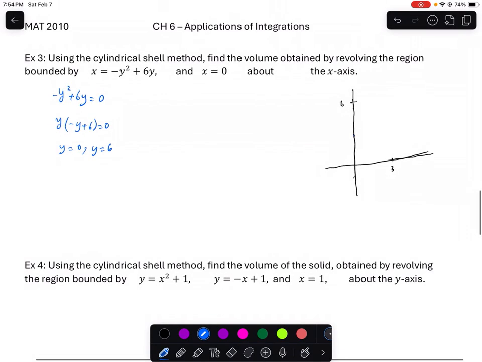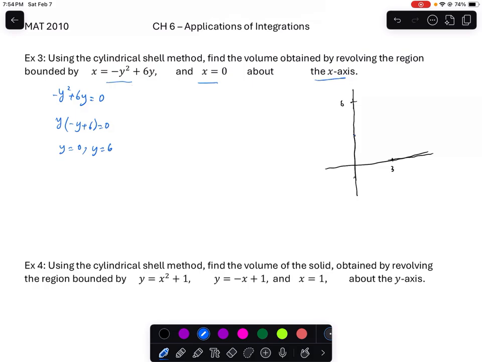So next example in 6.3. We are given these equations. Notice here we are given the function in terms of y. So we have a function of y, and the revolution is about the x-axis. So we are fine, because remember, when we revolve about the x-axis, we have to integrate with respect to y.